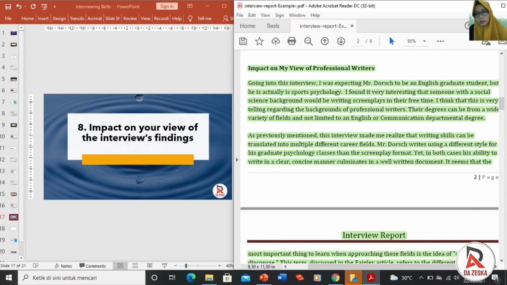Yet in both cases, his ability to write in a clear, concise manner culminates in a well-written document. It seems that the most important thing to learn when approaching this field is the idea of blah blah blah blah. This is about a discourse.